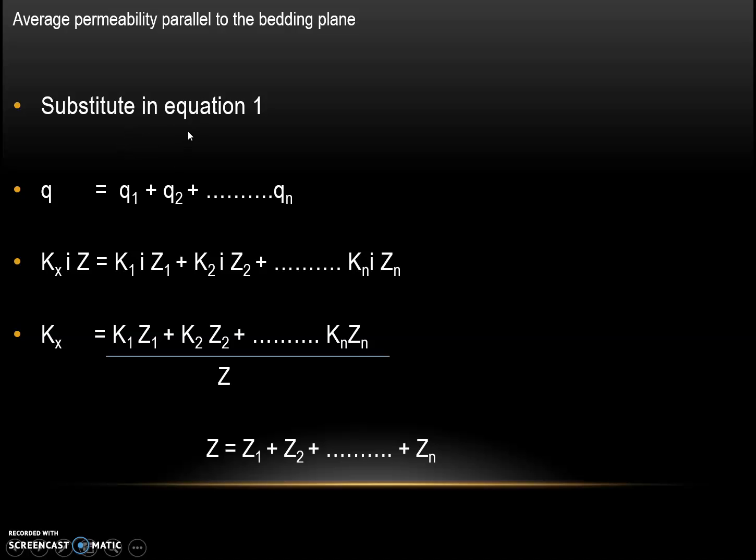So, substitute values of Q, Q1, Q2 and Qn in equation number 1. We get Kx i Z equal to K1 i Z1 plus K2 i Z2 till Kn i Zn. And finally, Kx will be equal to K1 Z1 plus K2 Z2 till Kn Zn divided by Z, where Z is the summation of Z1, Z2 till Zn.